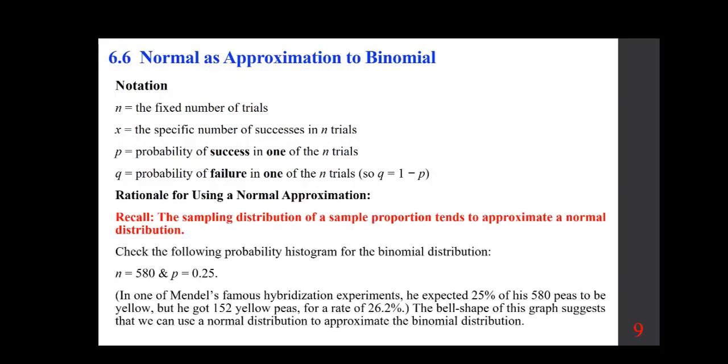Rationale for using a normal approximation. Recall, the sampling distribution of a sample proportion tends to approximate a normal distribution. Check the following probability histogram for the binomial distribution. N equals 580 and P equals 0.25. In one of Mendel's famous hybridization experiments, he expected 25% of his 580 peas to be yellow, but he got 152 yellow peas for a rate of 26.2%. The bell shape of this graph suggests that we can use a normal distribution to approximate the binomial distribution.